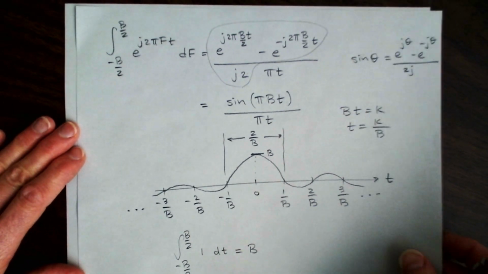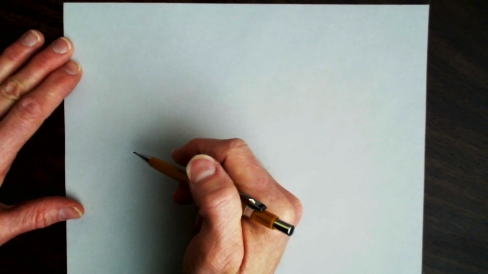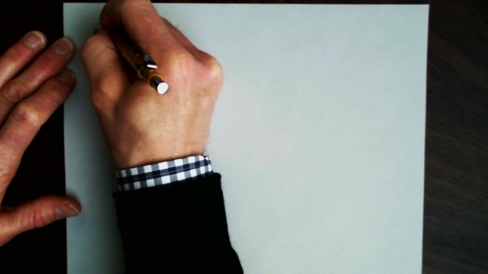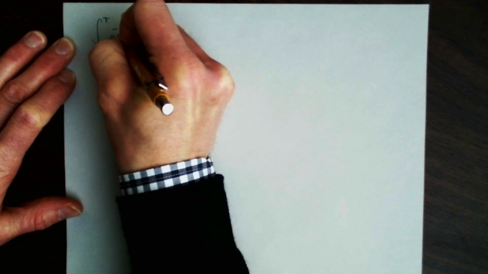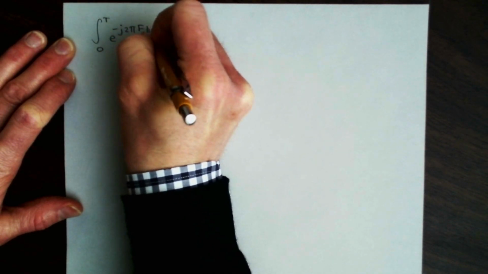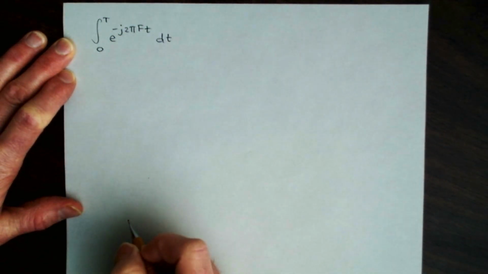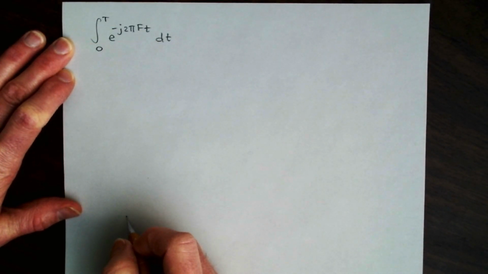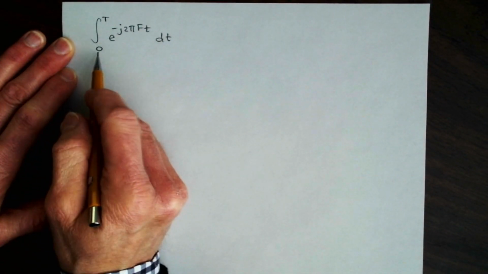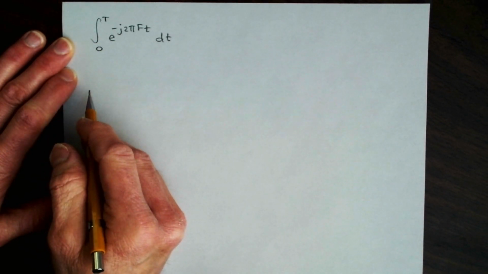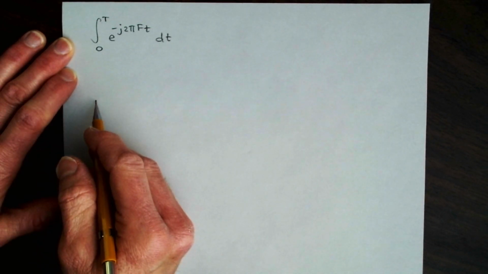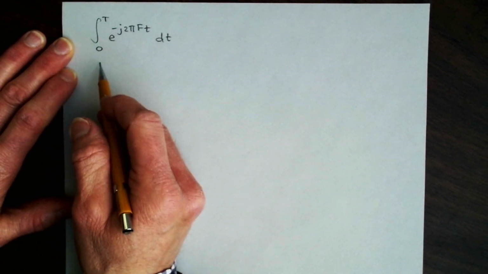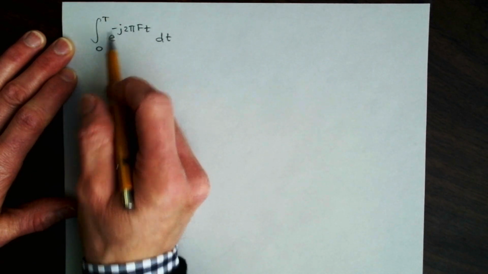Let's take a look at another integral here. Slightly more complicated, but not too much. Here we're going to integrate from 0 to t, e to the minus j 2 pi f t dt. So in this case, there are two changes. One is that the interval that we're integrating over is no longer symmetric. It's this one-sided interval of width t. The other thing is that now in the exponent we have a negative.